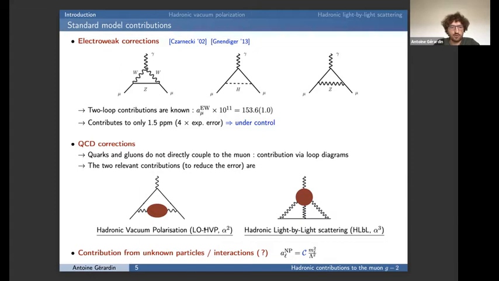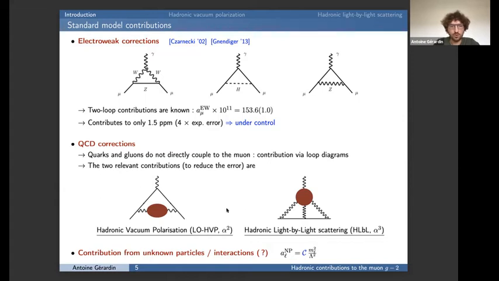And then, of course, in principle, there can be contributions from unknown particles or interactions. And usually they will scale like the mass of the lepton, so in this case, the mass of the muon squared, divided by some typical scale from this new physics. This is m lepton squared, which makes the muon much more sensitive to new physics compared to the electron.